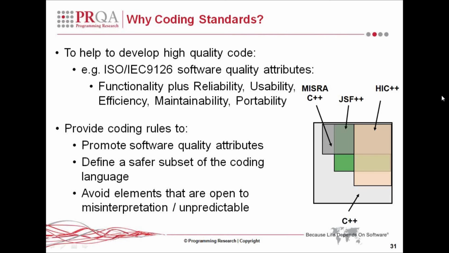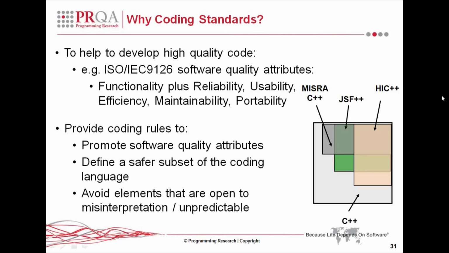We can look at some of the software quality attributes of functionality plus reliability, the usability of your software, the efficiency, how easily it is to maintain, and portability. So when you upgrade compiler, for example, or if you move to another platform, how portable is your code? There are these considerations that will be taken into account in a software coding standard.